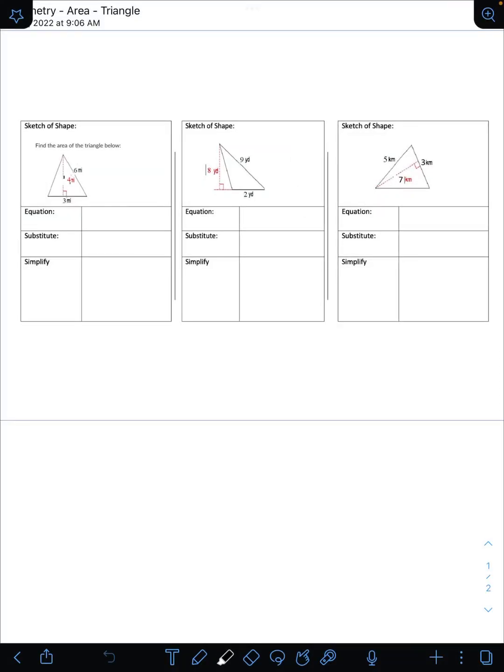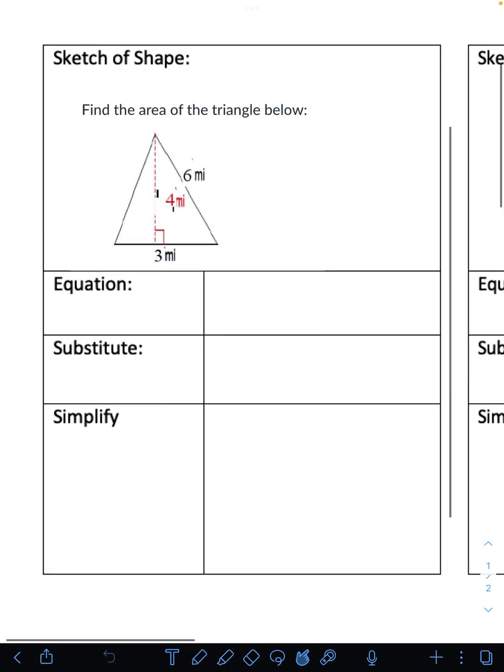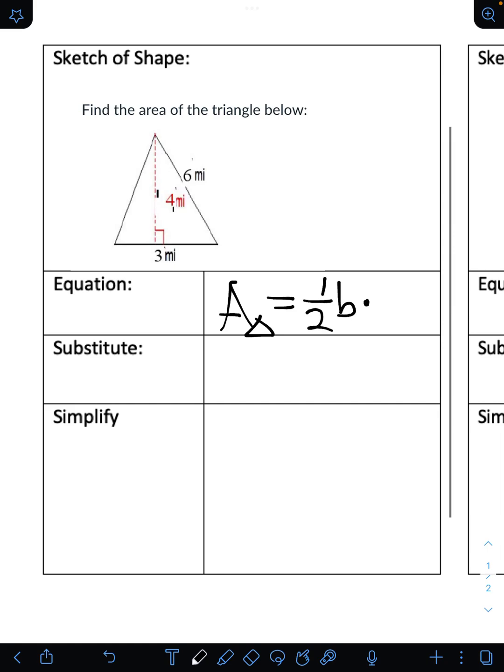Okay, let's find some areas of triangles using this weird table thing. So here's what I got. Find the area of this triangle below. Well, the first thing I need you to do, after you sketch this beautiful triangle, is write the equation. We know the area of any triangle is 1/2 base times height.